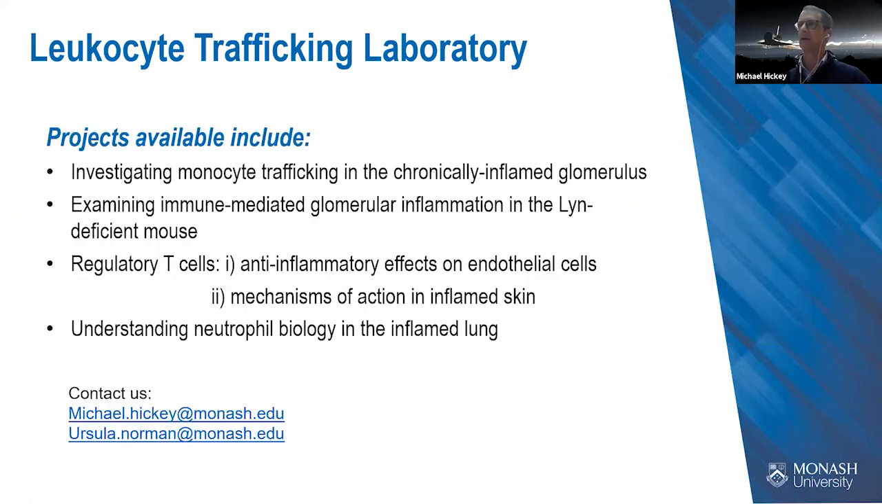We have projects involved in looking at monocyte trafficking in the chronically inflamed glomerulus, different forms of glomerular inflammation in an immune deficient mouse. We're particularly interested in this type of immune cell called the regulatory T cell because it has anti-inflammatory effects on different organs and settings. And we have projects involved in that. And we're also developing an interest in immune cell biology in the lung. In each case, using imaging-based approaches to look at those techniques, those projects.